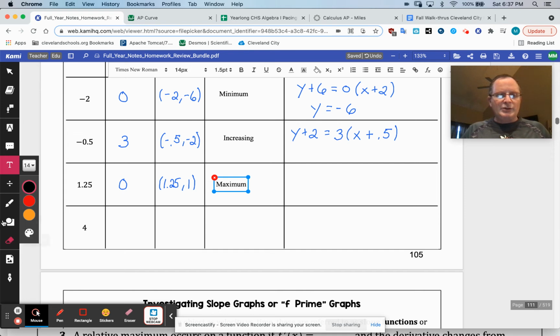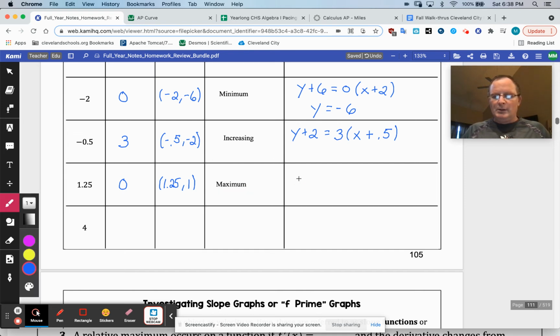And then coming back over here. So then we got y minus 1. So y minus 1 equals 0 times a whole bunch of stuff. Who cares? It's going to be y equals 1. All right. That's the horizontal line. But we'll keep going. So x minus 1.25. Yeah. And that would be perfectly fine. But the easiest way to write this would be y equals 1. All right. Yay.